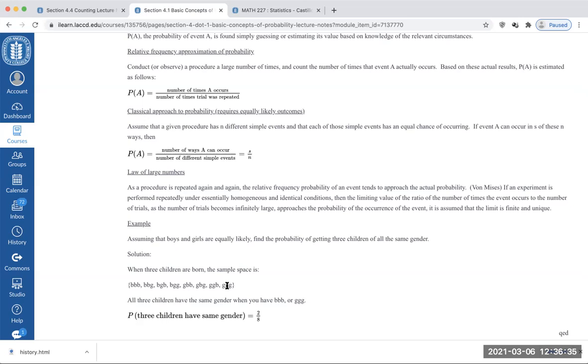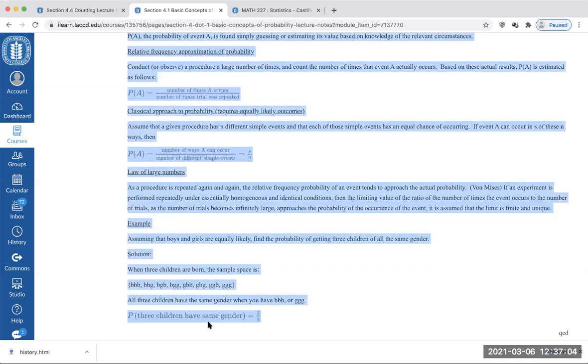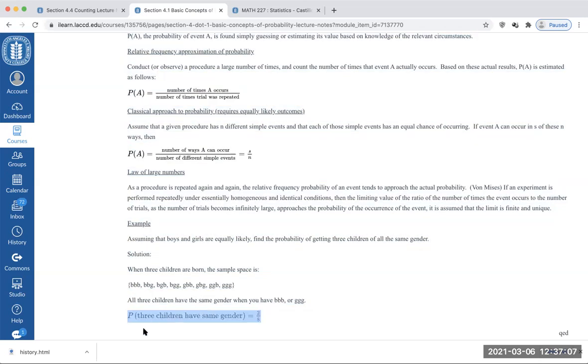And so, find the probability that all 3 children have the same gender. Let's see. Boy, boy, boy, same gender. Girl, girl, girl, same gender. In all the other cases, they're not all the same gender. You have some boys and you have some girls. And so 2 out of the 8 cases have all 3 of them having the same gender. Therefore, the probability that 3 children will have the same gender is 2 out of 8.